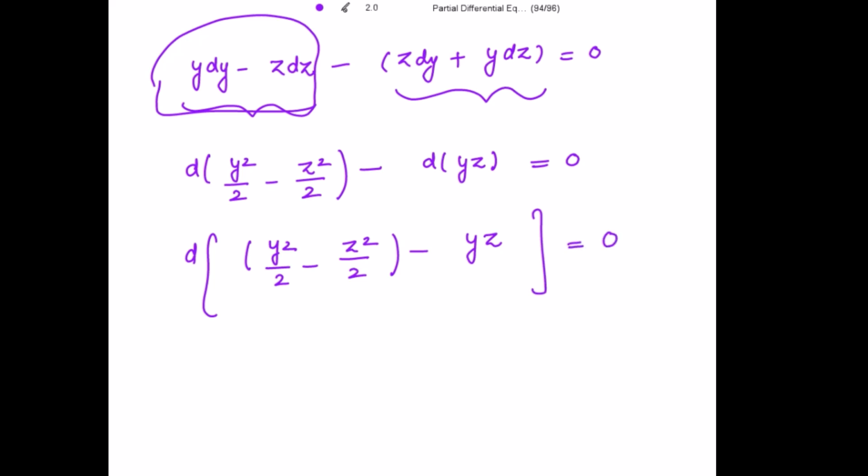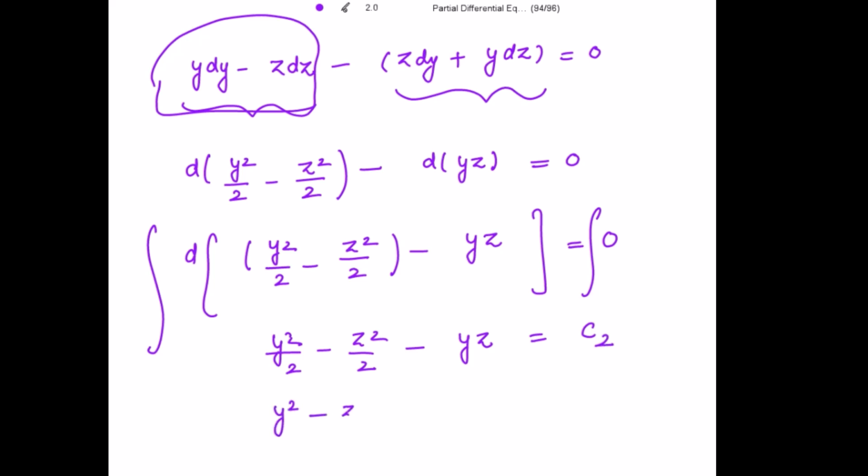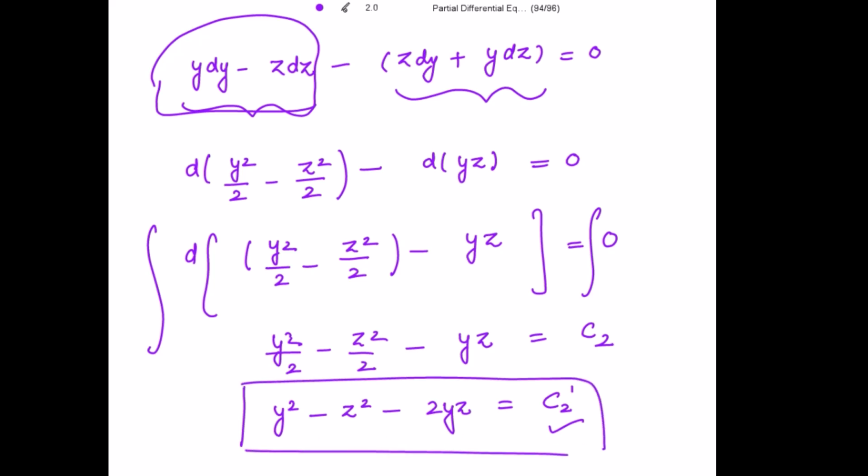Now integrating both the sides, we get y square by 2 minus z square by 2 minus yz equals a constant, let's say c2, which can also be further written as y square minus z square minus 2yz equal to the constant c2 dash, multiplying 2 with c2 and taking that constant to be c2 dash. So this is another way of getting the solution.